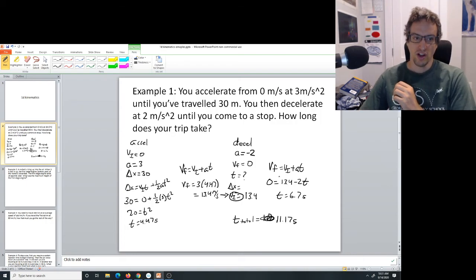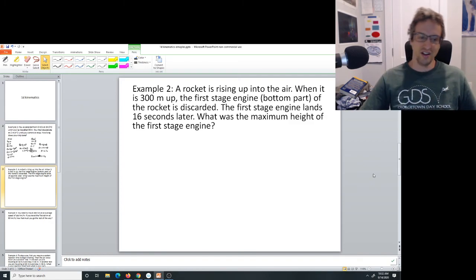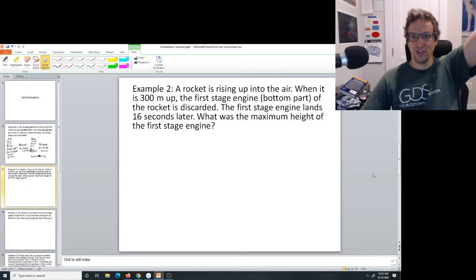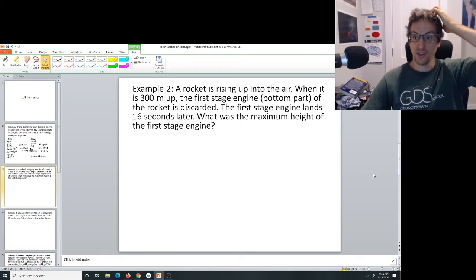Moving on to our second problem. Okay, so we've got a rocket. When a rocket goes up, when you fire into space, there's the first stage booster that goes up for a while, and then it falls off, and the second stage ignites and it goes further. So in this case, we're tracking the first stage. That's the engine on the bottom of the rocket that's going to fire first. Then it gets a certain height up, and it's going to fall off so that the upper part doesn't have its weight.